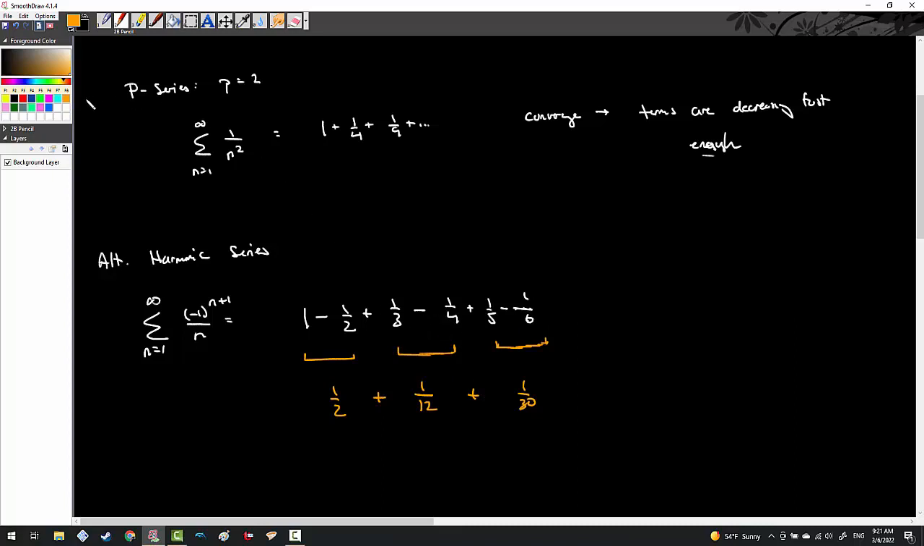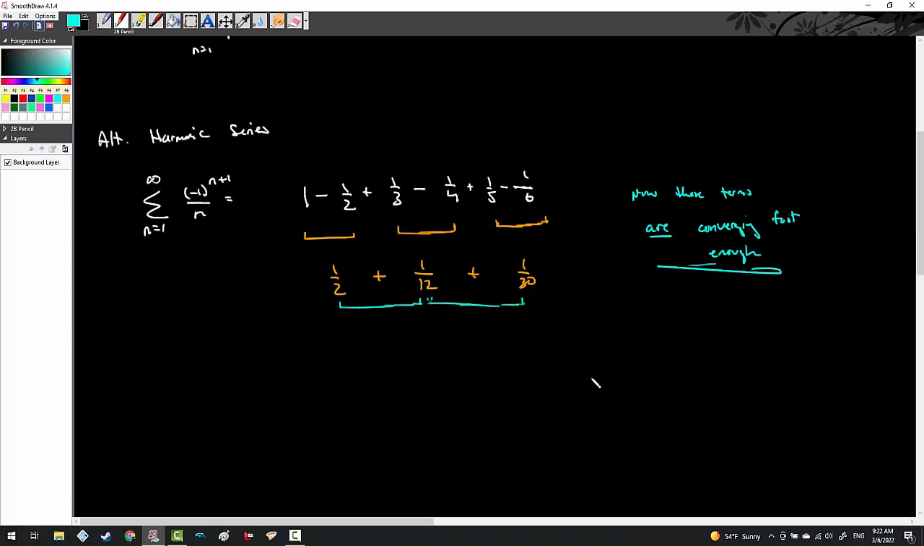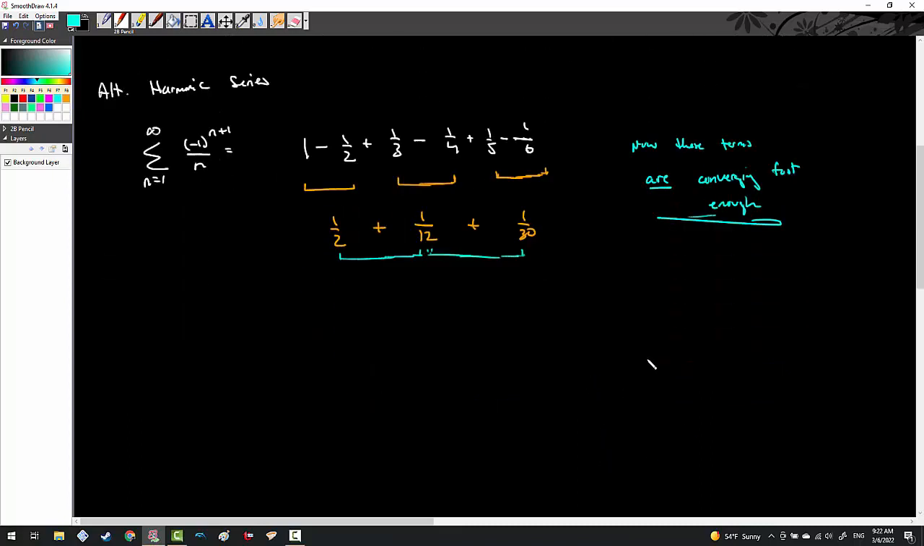So actually, the alternating harmonic series creates a situation where these terms are decreasing even faster than our p-series, which in tandem makes the terms converge fast enough to create a sum. So now these terms are converging fast enough. And that is how we actually show the alternating series test to be functional.